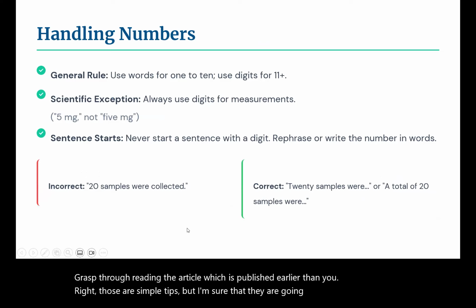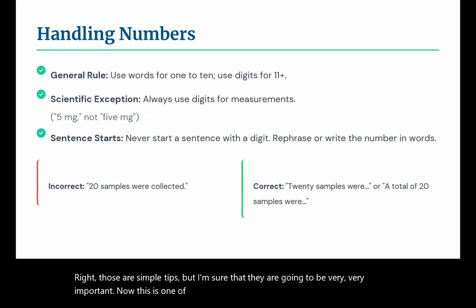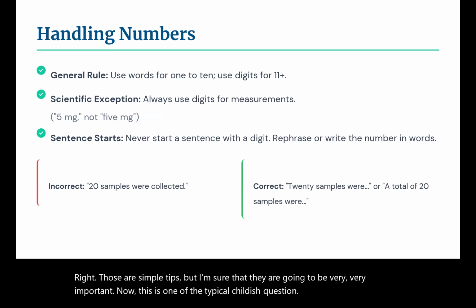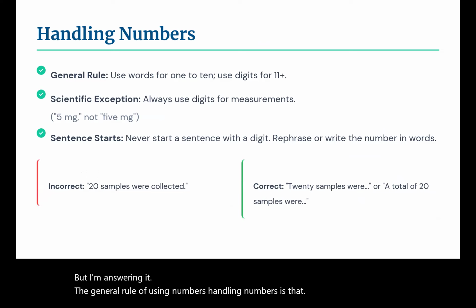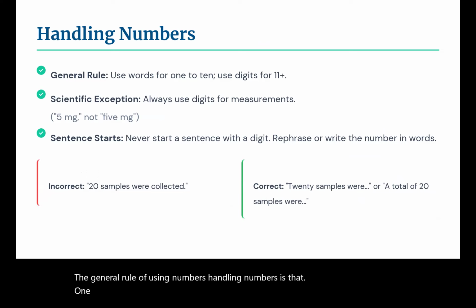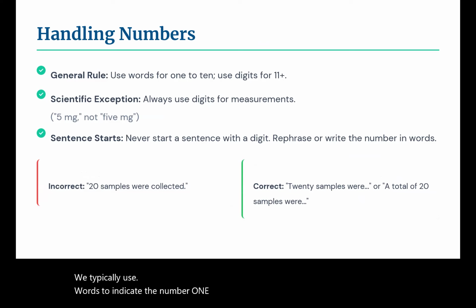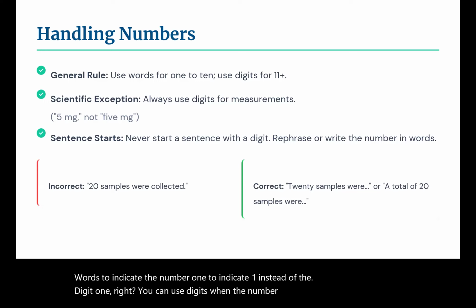Now, this is one of the typical childish questions, but I'm answering it. The general rule of using numbers, handling numbers, is that from 1 to 10, we typically use words to indicate the number, ONE to indicate 1 instead of the digit 1, right? You can use digits when the number goes beyond 2 digits, 11 and so on.